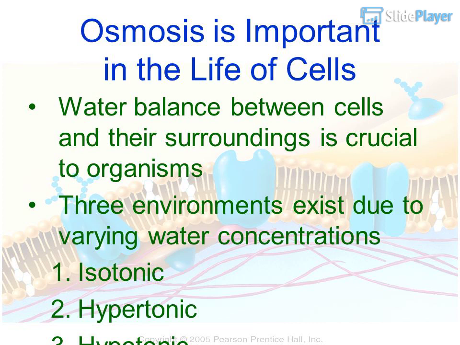Osmosis is important in the life of cells. Water balance between cells and their surroundings is crucial to organisms. Three environments exist due to varying water concentrations: isotonic, hypertonic, and hypotonic.